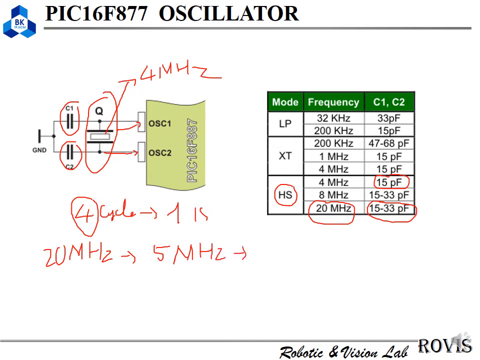Then the duty cycle is about 0.2 microsecond. So that means every 0.2 microsecond the PIC will perform one instruction. So please remember that T is 0.2 microsecond if we use a 20 megahertz crystal.